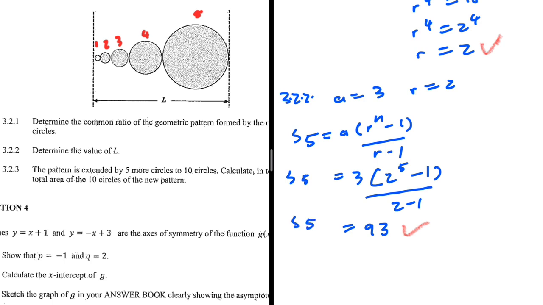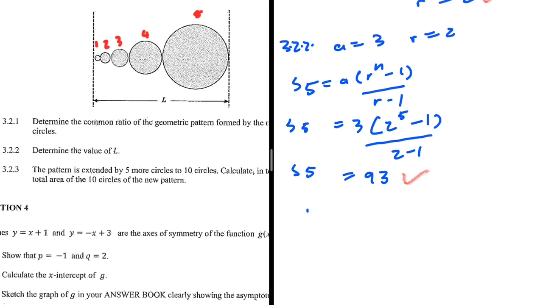We're not done because this is the sum of the radiuses, and the diameter is equal to 2R because L is the sum of the diameters. So D will be equal to 2 multiplied by S5. This is the sum of the radiuses, and we are looking for 2 times that. That is what L represents, the diameter of the circles. So we're going to have 2 multiplied by 93. Is that 186? There we go.